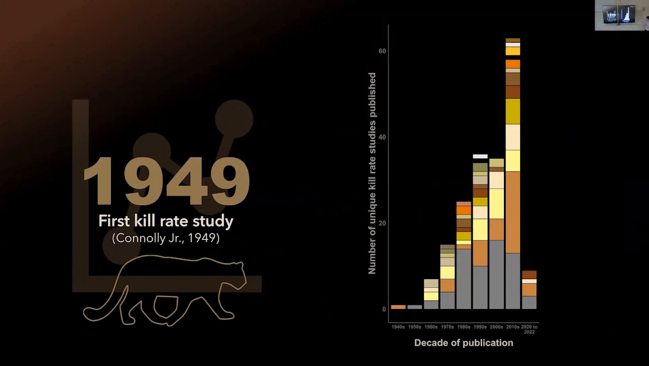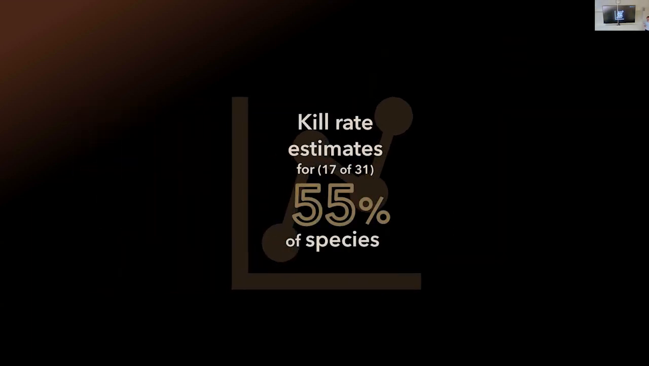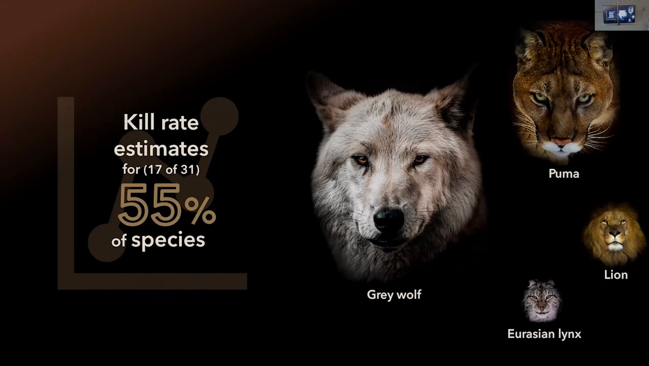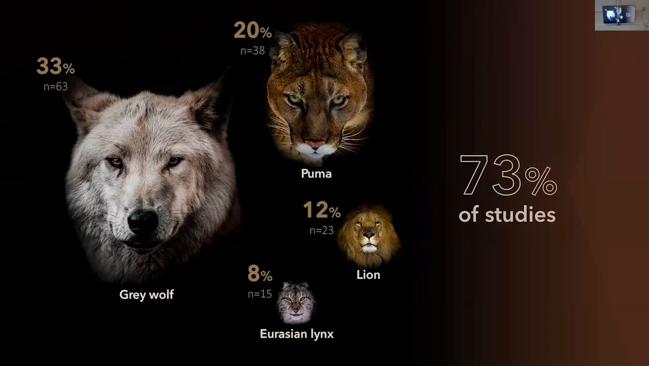Each of these colours just represents different species. And I think some of the reasons for that uptake over time were, I guess, growing interest in ecology, but also carnivore management, ungulate management, and technological advances like radio collars, GPS collars, and these types of things, making this type of research easier to do. We identified kill rate estimates for 17 of 31 species, and most kill rate studies were for these 4, and they constituted 73% of all studies, with grey wolves, probably not surprisingly, the most well-studied of all.